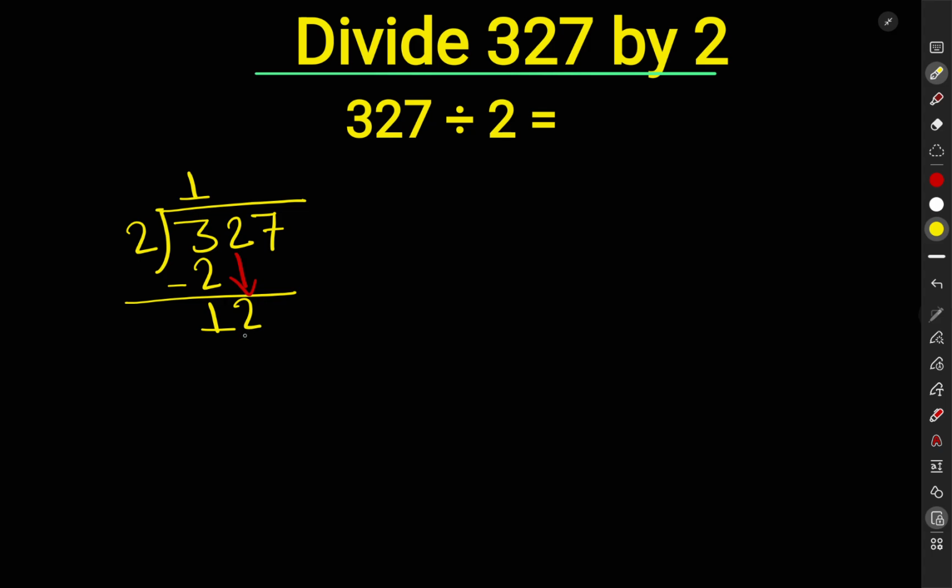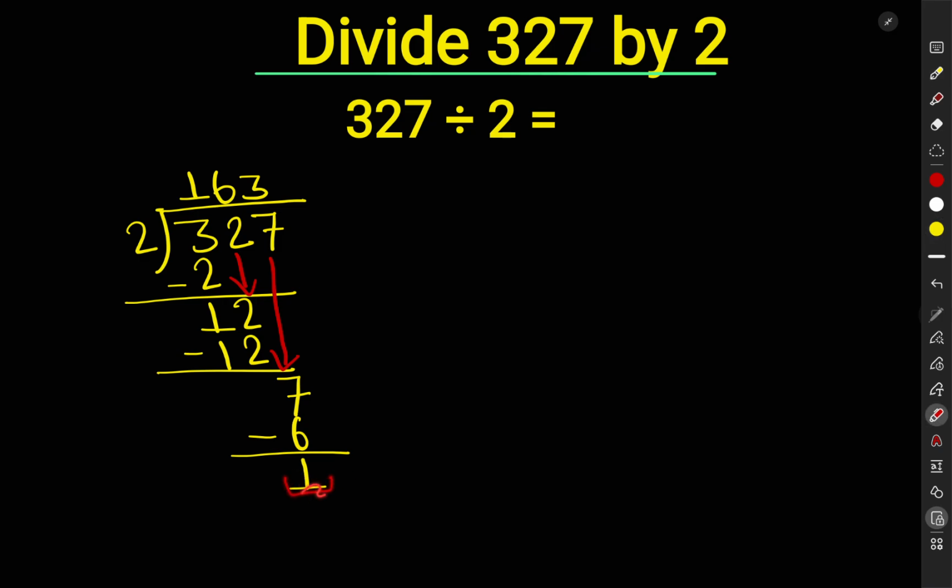So it became 12 and 2 times 6 means 12. On subtracting we get 0. So now again we put down the number beside this 7 and we remove this 0. So 2 times 3 means 6. On subtracting we get 1.